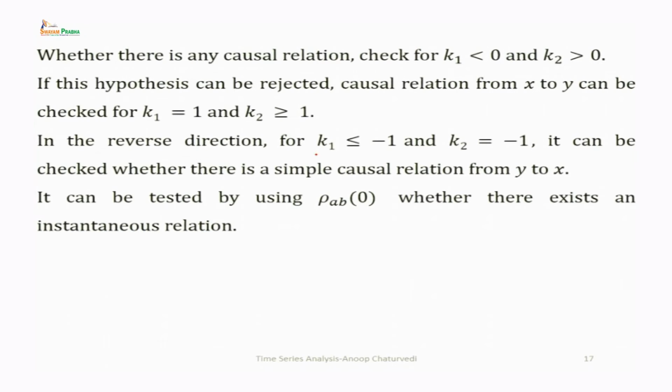In the reverse direction, for k1 less than or equal to minus 1 and k2 equal to minus 1, it can be checked whether there is a simple causal relation from y to x. So, you can also check if there is any simple causal relation from y to x, and for that purpose you have to take k1 less than or equal to minus 1 and k2 equal to minus 1. So, you are moving in the reverse direction, and it can be tested for using rho a b 0 whether there exists any instantaneous relationship.